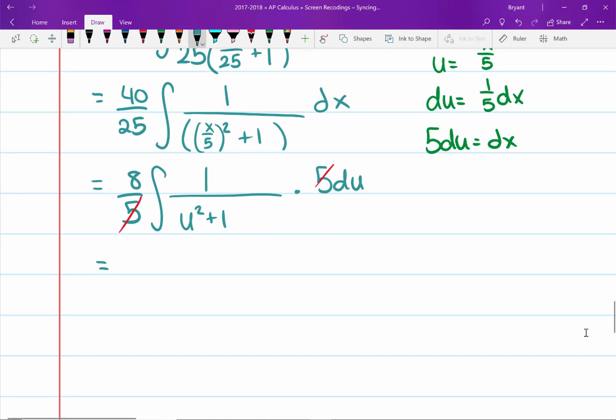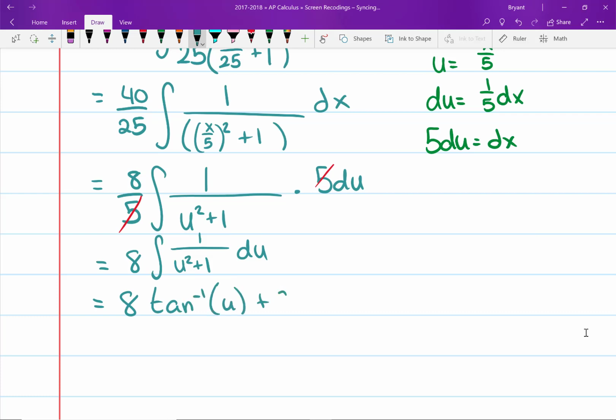And I'm going to get 8 times the integral of 1 over u squared plus 1 du. Now I'm ready for my tangent inverse of u plus c. Now all we got to do is plug back in that u for x over 5. And we can consider ourselves done with that problem. Alright, 2 more to go.